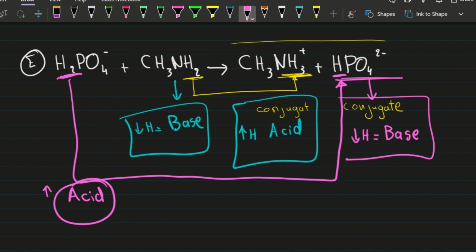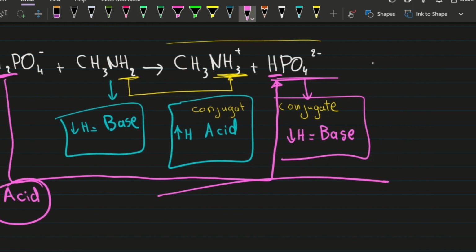Just remember, conjugates are going to be on the right side, where your products are. If you could just remember that, you'll be able to know. And also remember, more hydrogens is acid. Less hydrogens is going to be a base. And these two are opposite of each other.